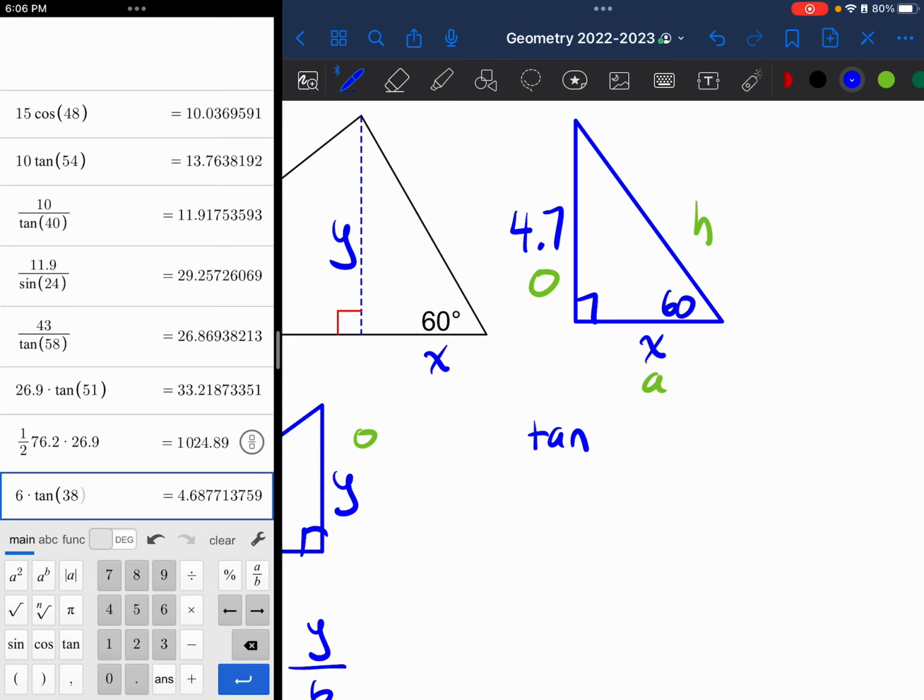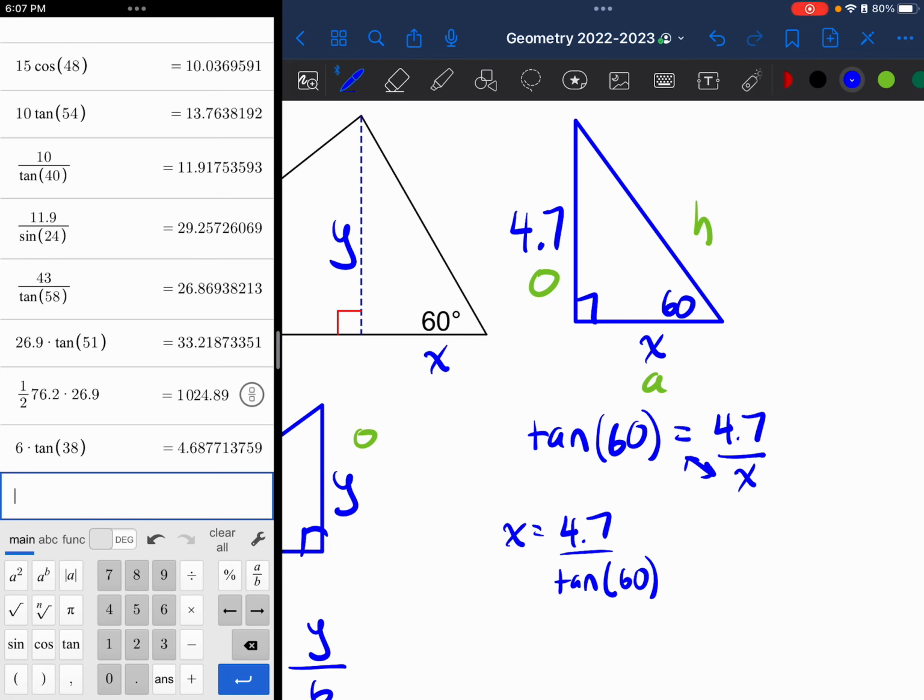It looks like it's on the floor. So I'm going to say tangent of 60 is equal to O over A, 4.7 over x. To solve for x, we're going to switch the diagonals, and I get x is equal to 4.7 divided by tangent of 60. We can type that in on the calculator over here.